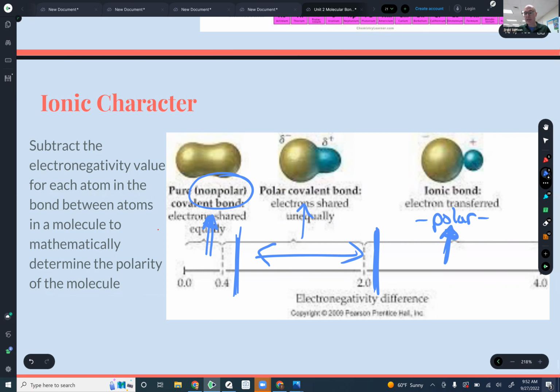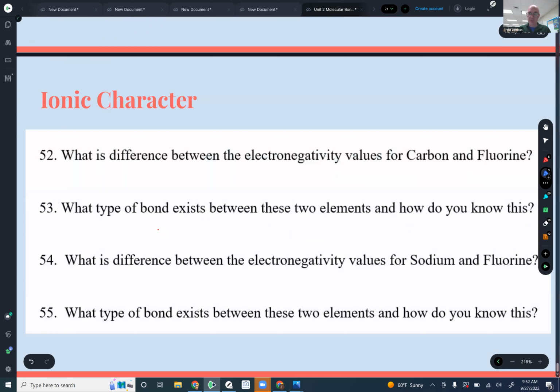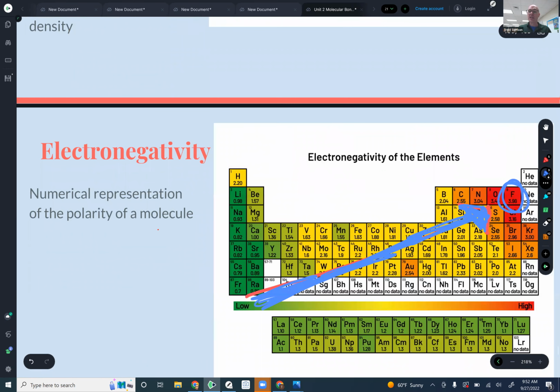So the best way to learn about this is to practice this. So let's jump into the examples that we have. Carbon and fluorine. Let's find out what is the difference in their two values. So on this periodic table of electronegative values, carbon is a 2.55 and fluorine is a 3.98.